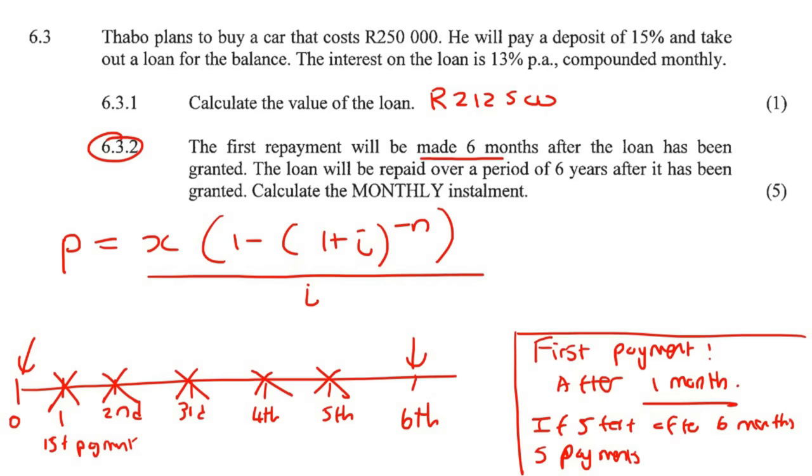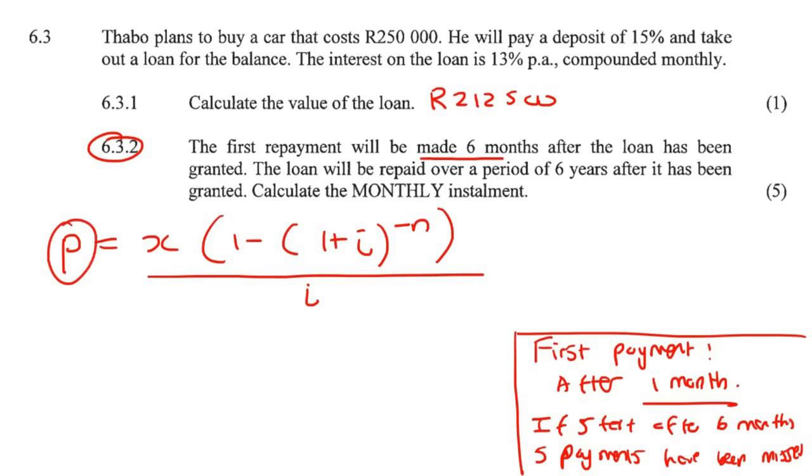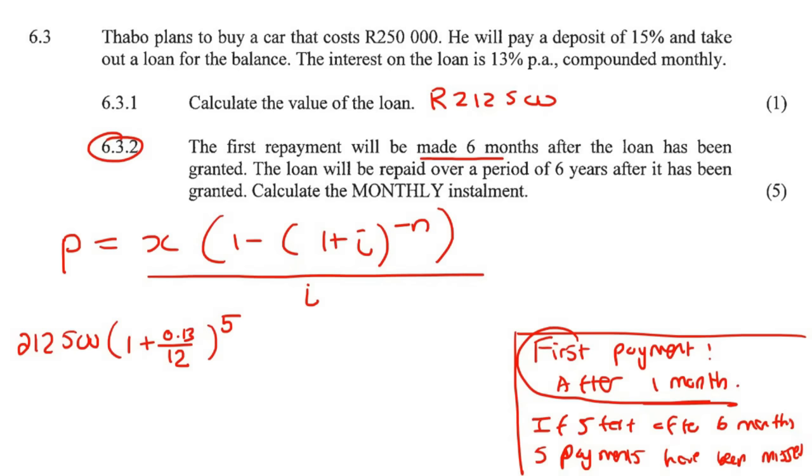Now, we don't do this with the future value, but with the present value formula, because some of you are going to put the number 212,500 over here. But that is only going to be 212,500 if the first payment was made after 1 month. If the person starts paying back their loan late, then you need to use the grade 11 compound interest formula, 13% over 12, for the number of payments that have been missed, which was 5. Remember that. With a loan, when you are using the present value formula, if this is not satisfied, then you have to compound that value by 5 months.